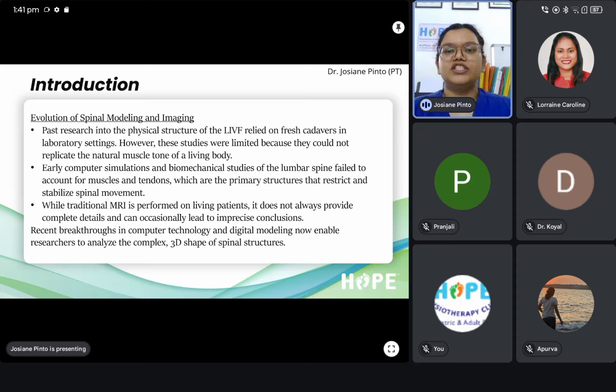Early computer simulations and biomechanical studies fail to account for all these little factors, and with cadavers, of course, you are not able to see these things. But now we have MRI and CT, and while traditional MRI is performed on living patients, it does not always provide complete details and can occasionally lead to imprecise conclusions. So recent breakthroughs in computer technology and digital modeling have enabled researchers to analyze the complex 3D shape of spinal structures, such as this study, which works with computerized tomography, which is 3D.